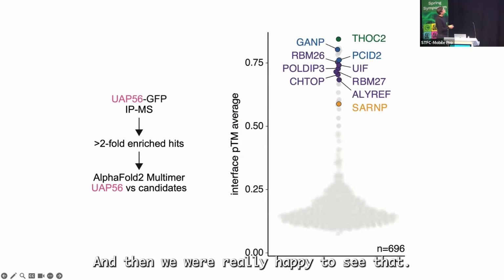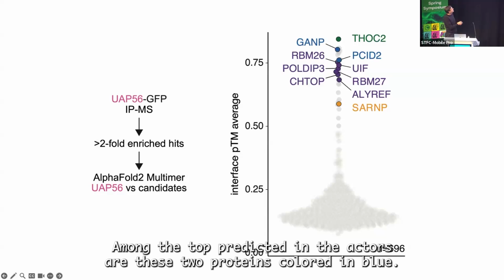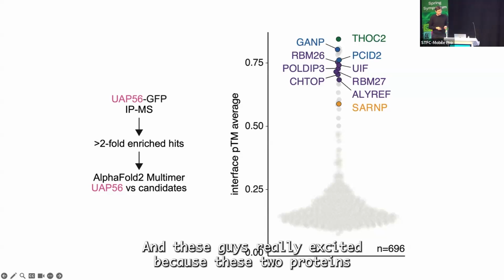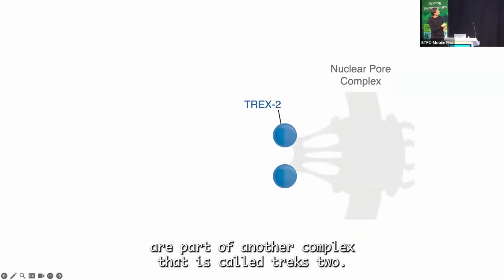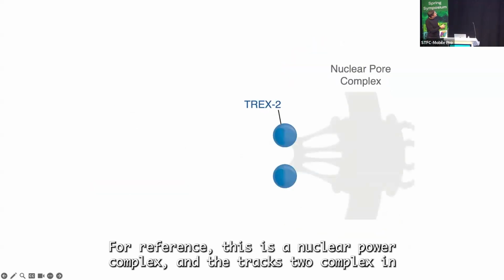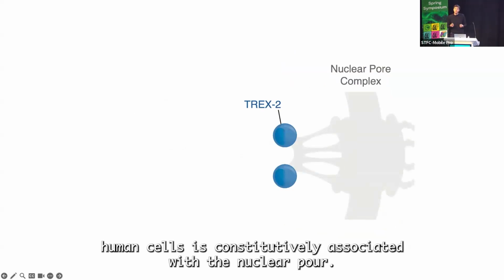And then we were really happy to see that among the top predicted interactors are these two proteins colored in blue. And these got us really excited because these two proteins are part of another complex that's called TREX2. For reference, this is a nuclear pore complex. And the TREX2 complex in human cells is constitutively associated with the nuclear pore.